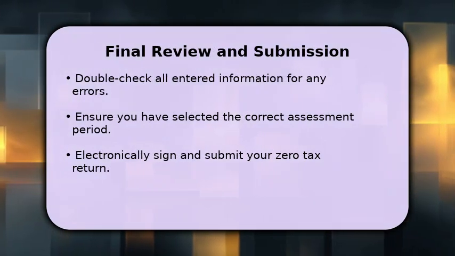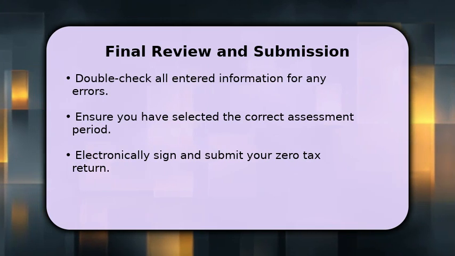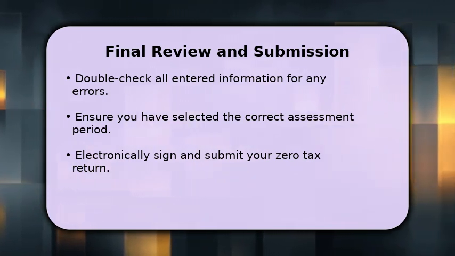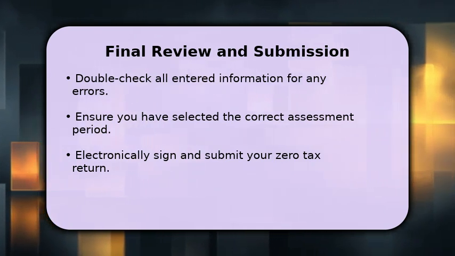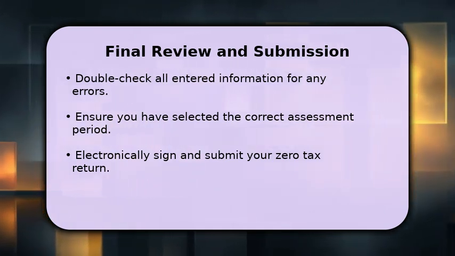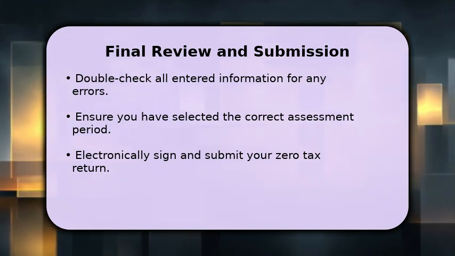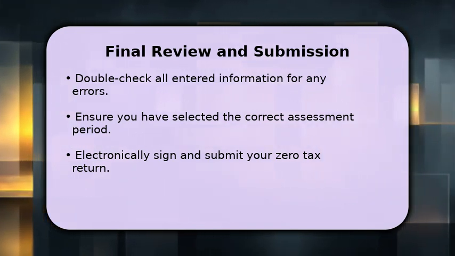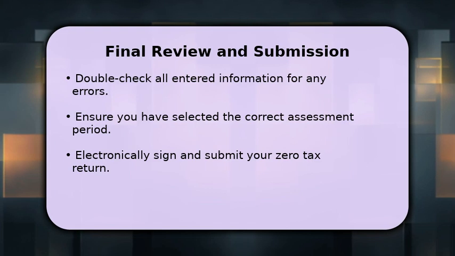Finally, it's time for the crucial review and submission. Take a moment to double-check all the information you've entered, ensuring there are absolutely no errors. Confirm that you have selected the correct assessment period for your return. Once satisfied, electronically sign and submit your zero-tax return. Remember to save a digital copy of your submission confirmation for your records. It's proof of your compliance.